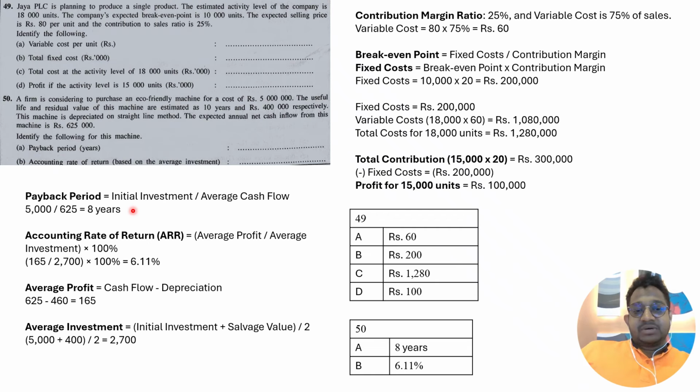To find out the accounting rate of return, we need the average profit. The difference between cash flow and the profit is depreciation. So here the cash flow is given, and from that cash flow you have to find out the profit. That means you find the depreciation and subtract it from the cash flow, then you get the profits. And the average investment means initial investment plus disposal value divided by 2, and then you can get the average investment as well.